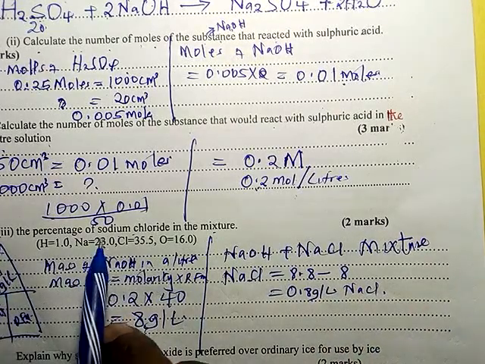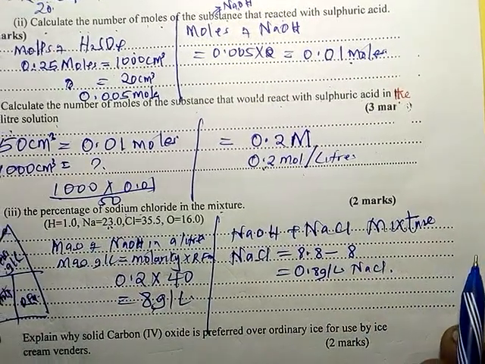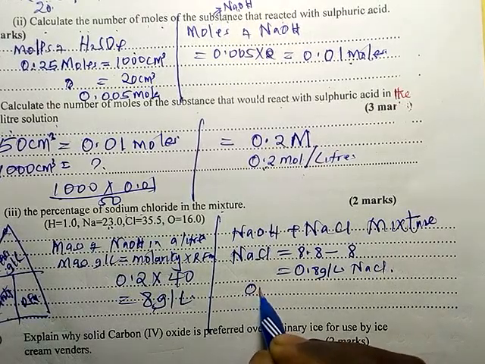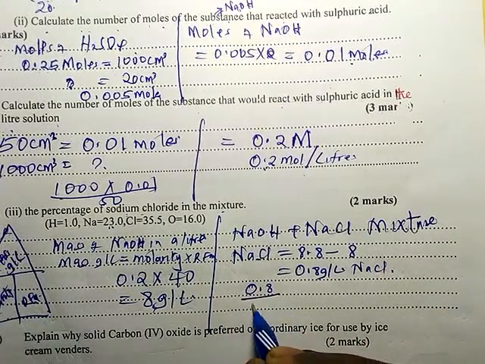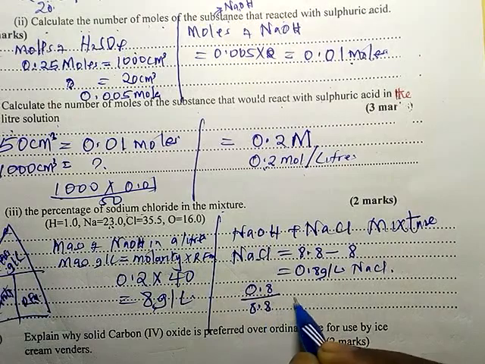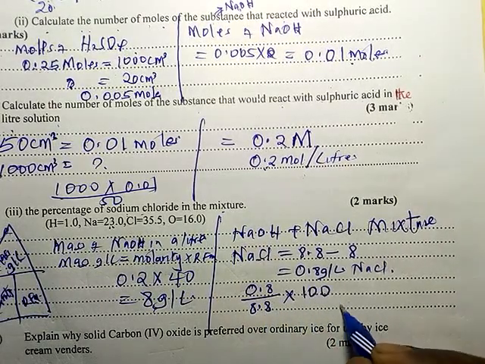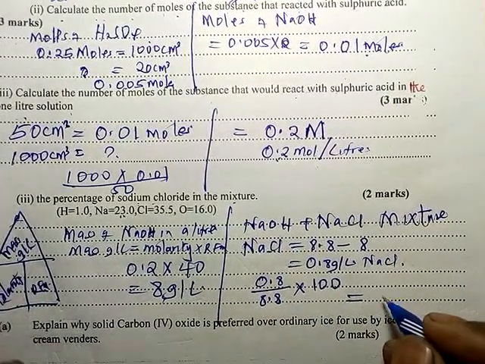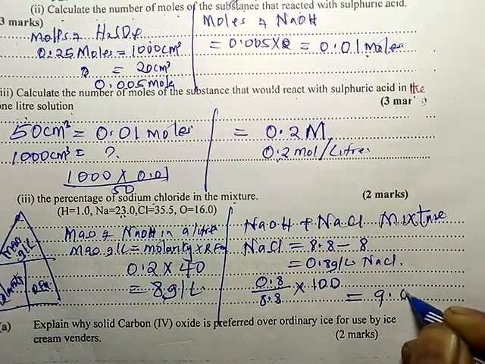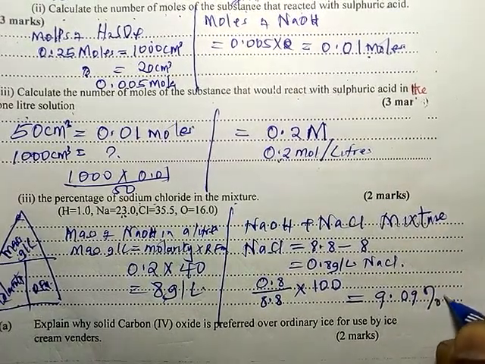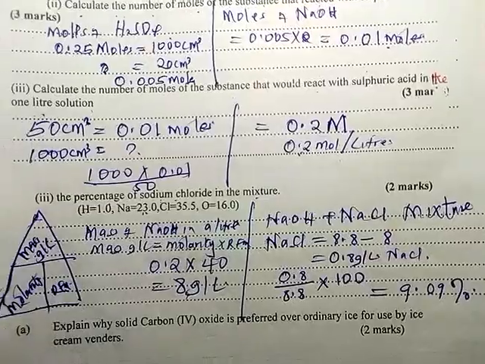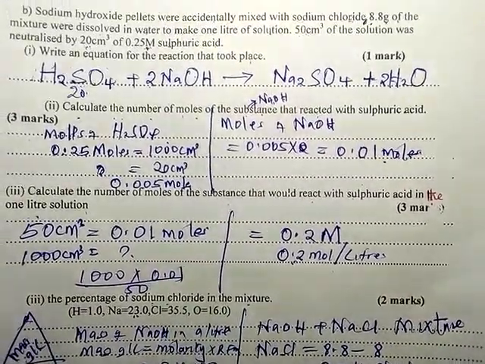But we are asked to calculate the percentage. So the percentage for sodium chloride is the mass, we divide by the total, 8.8, we multiply by 100, and this will give us 9.09%. So that is how.